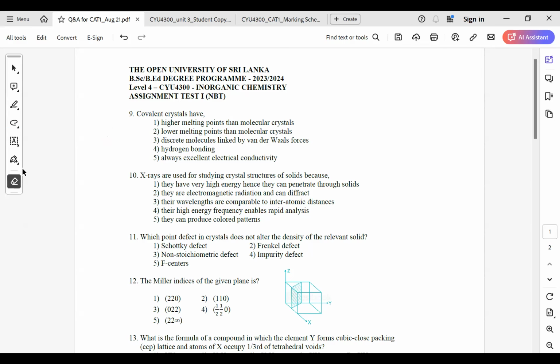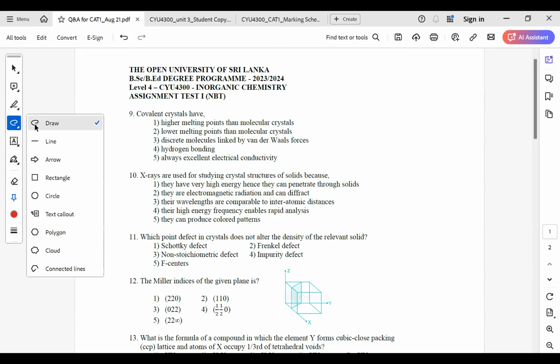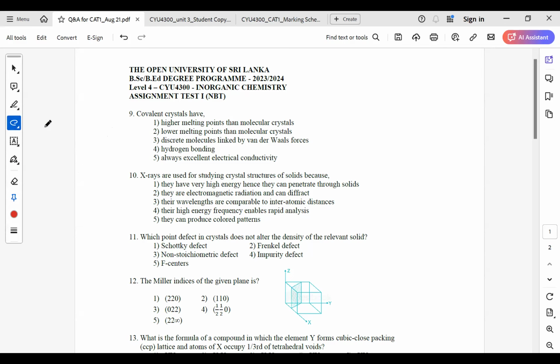So, covalent crystals have higher melting points than molecular crystals, then lower. If we discuss that, in molecular crystals, there are individual molecules, and they are packed and attracted to each other through weak van der Waals forces. Right? When it comes to covalent crystals, what is the difference? What do you expect in the covalent crystals? Now you guys need to discuss, talk.